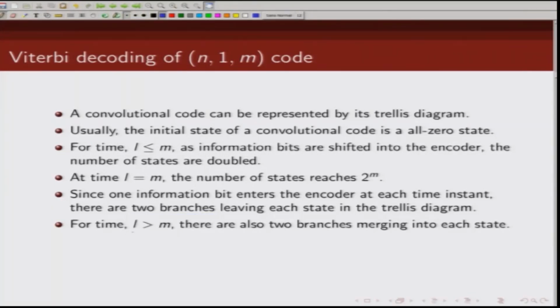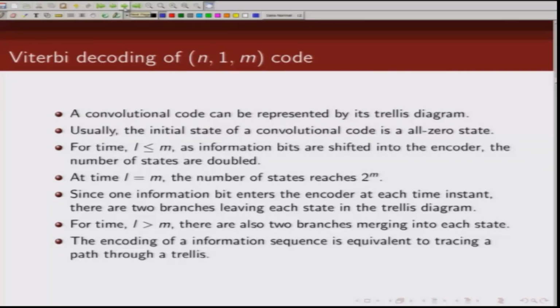Now, what happens when the time instance is more than the memory order? We will see that 2 branches are merging into each state, and encoding of an information sequence can be considered as if we are tracing a path through this trellis. So, any path through this trellis is a valid code word.